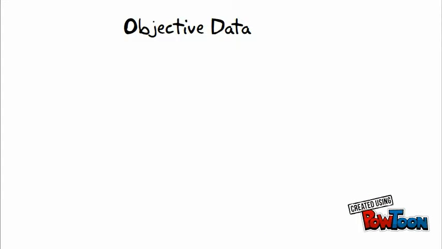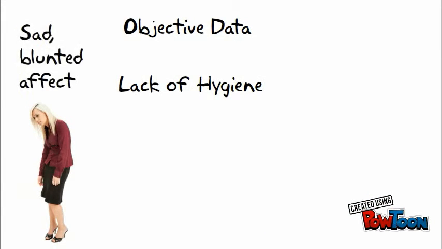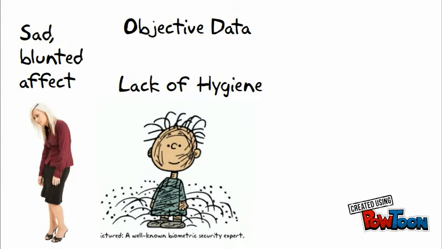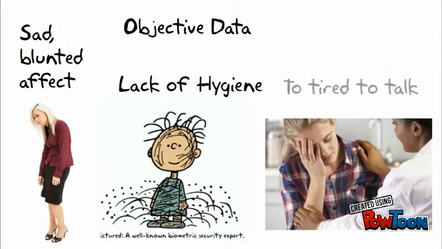Objective data, physical findings. The client looks sad with blunted affect, exhibits poor grooming and lack of hygiene, slow physical movement, slanted posture, restlessness, pacing, finger tapping, showing little or no effort to interact, and delayed response. The client can seem too tired even to speak.